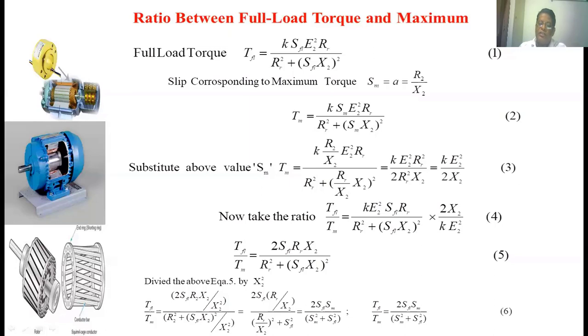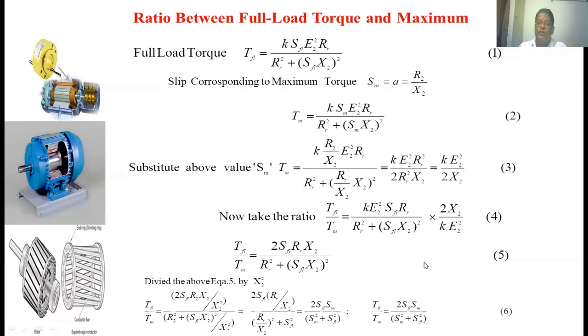RR by X2 is nothing but the slip at maximum torque. So the full load torque by maximum torque equal to 2 into slip at full load into slip at maximum torque, divided by slip at maximum torque square plus slip at full load square. This is the final expression between the full load torque and the maximum torque developed in an induction motor.